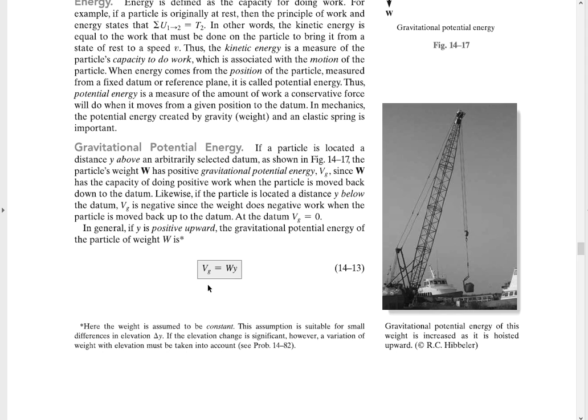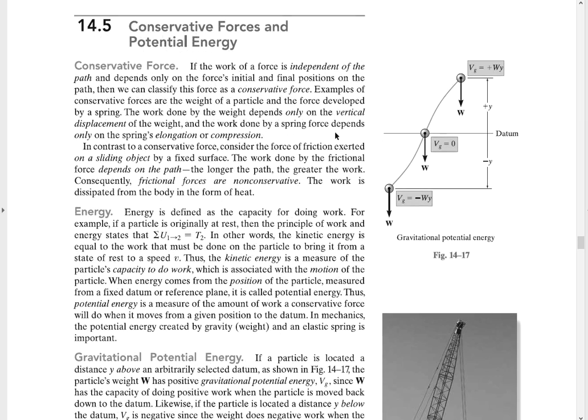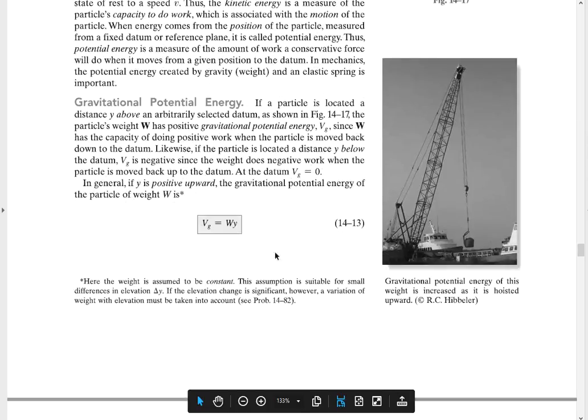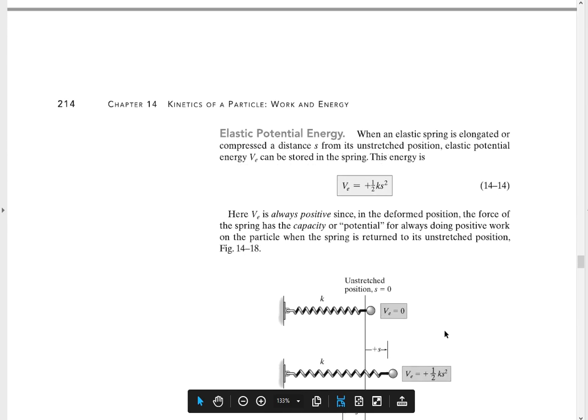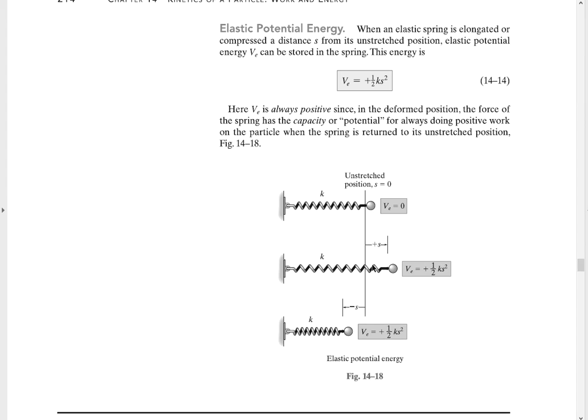is a scalar function that we define as weight times elevation measured from a datum. Okay, so this is the gravitational potential. In the case of a spring, we are limited in choosing the datum. It has to be at the unstretched position of the spring. You could have an extension, but you choose the datum where the spring is unstretched, uncompressed. And the elastic potential is going to be 1/2 ks squared. And being squared, it doesn't matter whether you compress or stretch the spring.